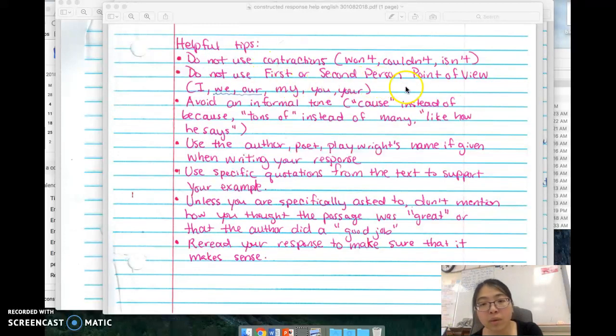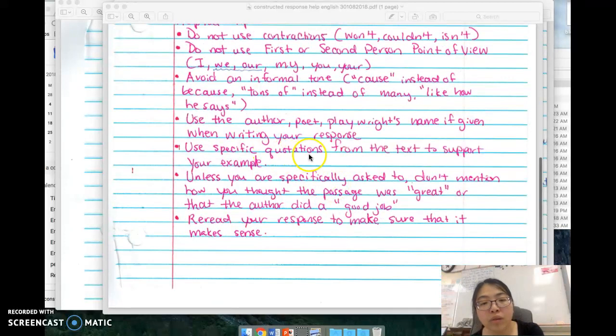Don't use first or second person point of view. Try to stick to that third person like we usually talked about for our more formal essays. Avoid an informal tone. Make sure you spell out because. Use the author, poet, playwright's name if it's given when you're writing your response. Use specific quotations from the text to support your example.